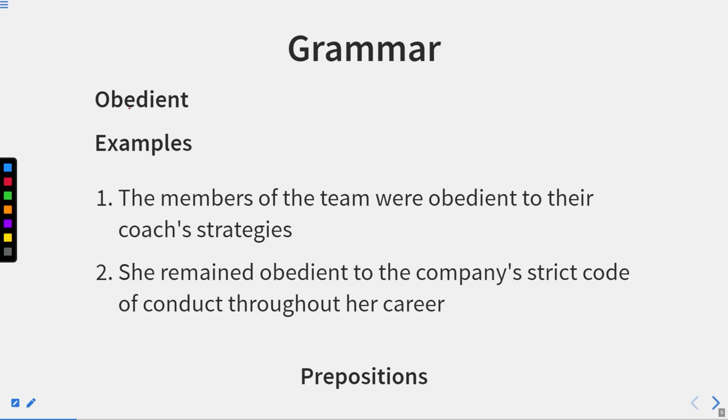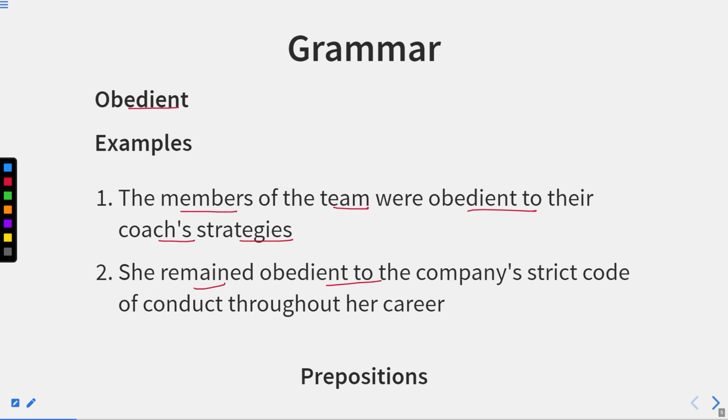So the first word is obedient. We use the word obedient along with preposition to state that one person is obedient towards another person. For example, the members of the team were obedient to their coach's strategies. It means they clearly obey the strategies which are made or suggested by the coach. So they are obedient to it. It means they are obedient for that particular person.